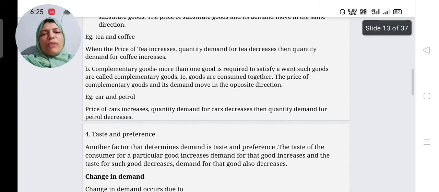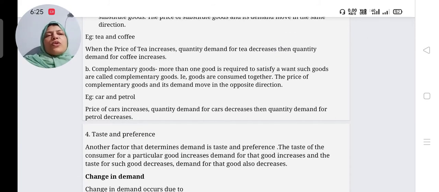Then complementary goods. When more than one good is required to satisfy our want, they are called complementary goods. For example, pen and ink. We cannot write with a pen without ink. So, for writing, ink is a must for pen. Such goods are consumed together. The price of complementary goods and its demand move in the opposite direction.